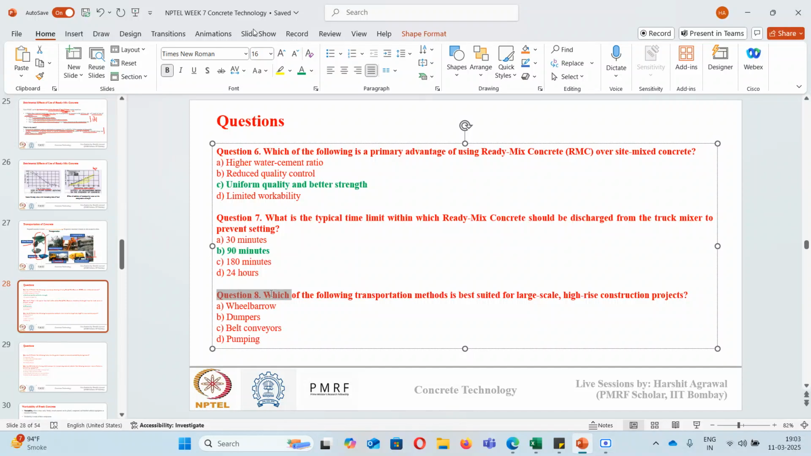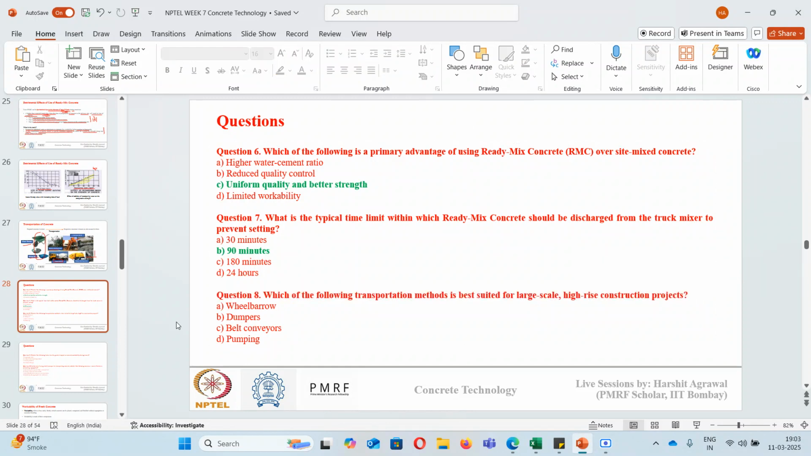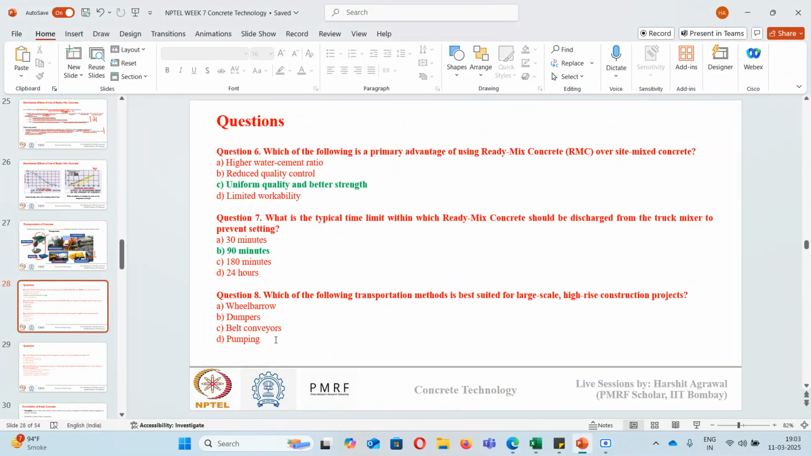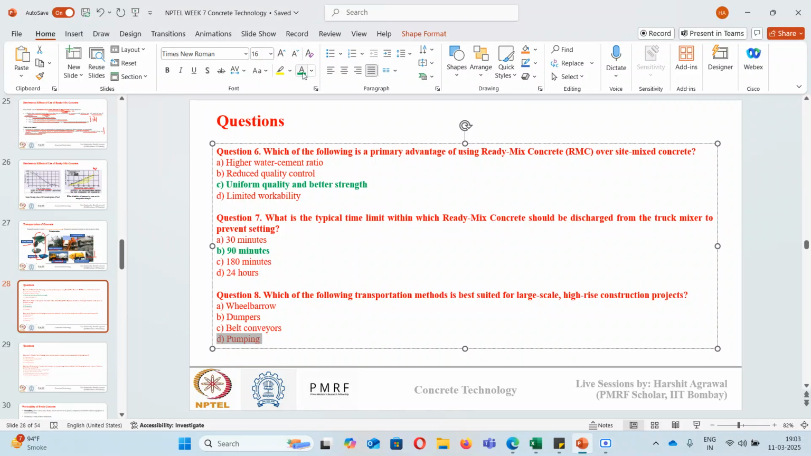Question 8. Which of the following transportation methods is best suited for large scale high rise construction projects? Pumping. Okay, so for 8, the answer will be pumping. It is the most efficient method. Why? Because it allows concrete to be transported both horizontally and vertically to a larger distance with minimal effort.